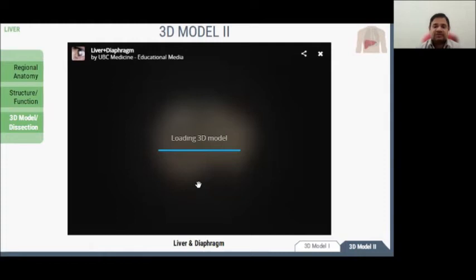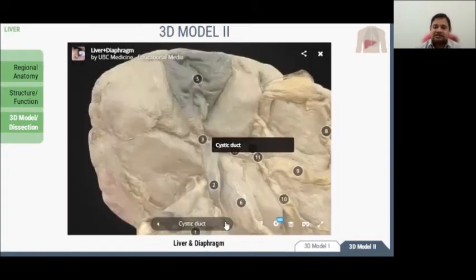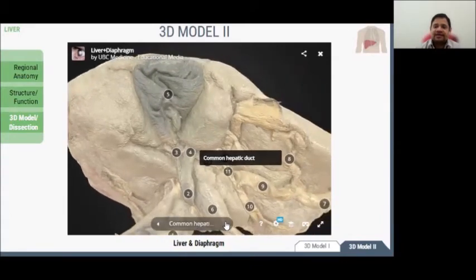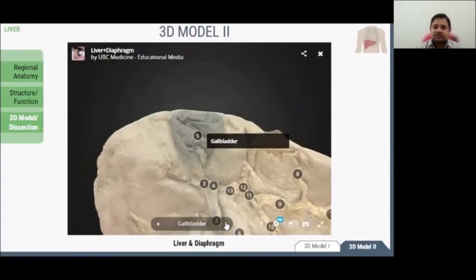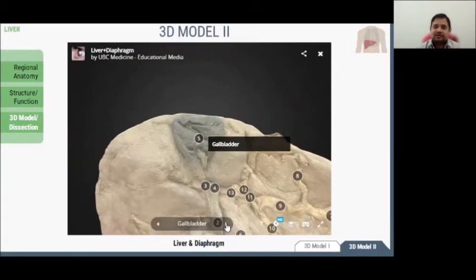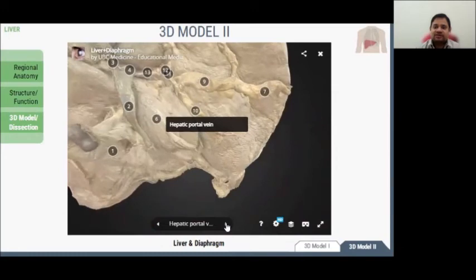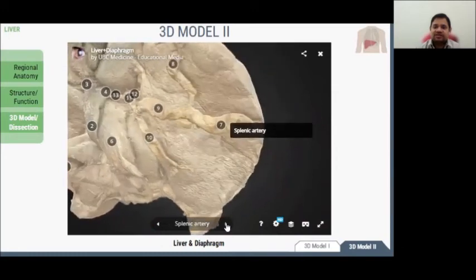So here we are going to see the liver with the diaphragm also. The diaphragm is the muscular layer which separates the thorax. 3 is the cystic duct. Number 4 is the common hepatic duct. Number 5 is the gallbladder. Then it is the hepatic portal vein, number 6. Number 7 is the splenic artery.